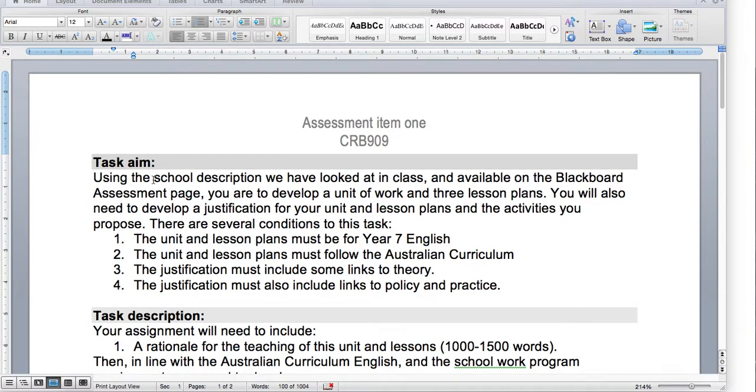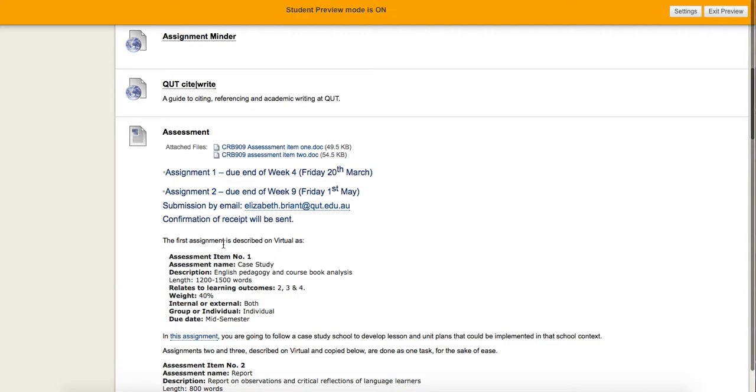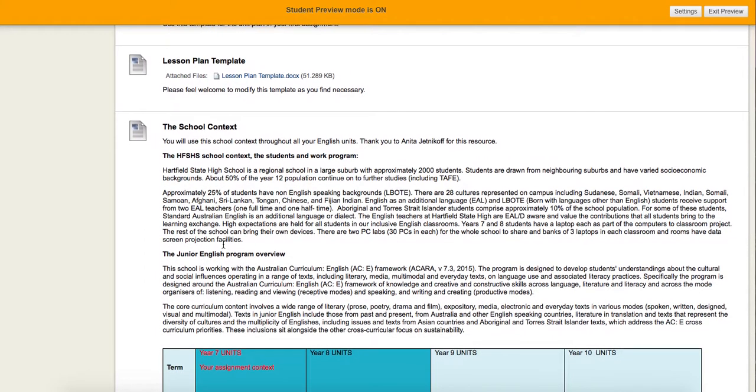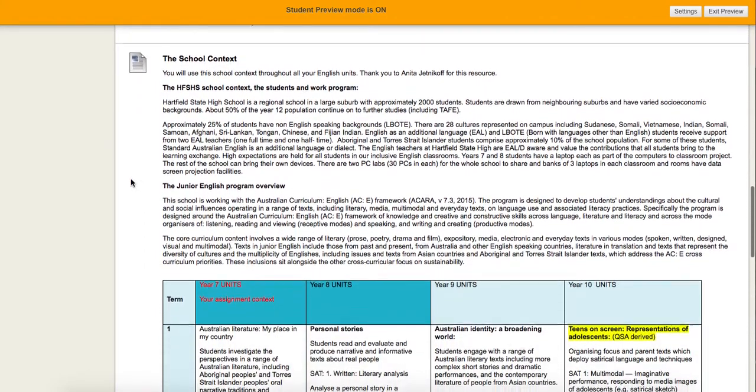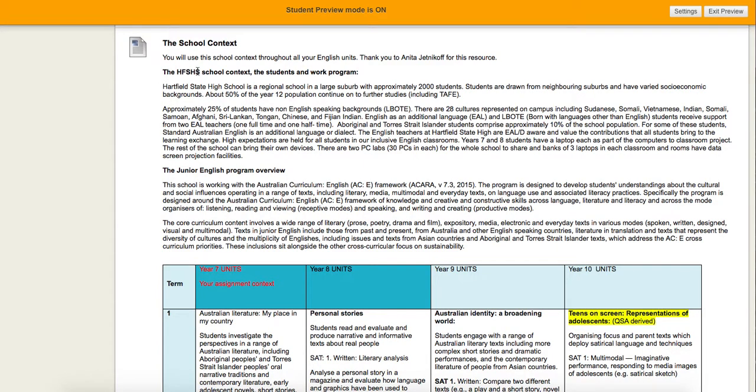Let's go back to where it's talking about the school description. On Blackboard, under Assessment, if we scroll down, we can see the school context here. This is a made-up school, Hartfield State High School. You will use the same school context across all of your English curriculum subjects. It just gives you a basis and a school in mind when you're designing your units of work throughout these units that we're doing in English.